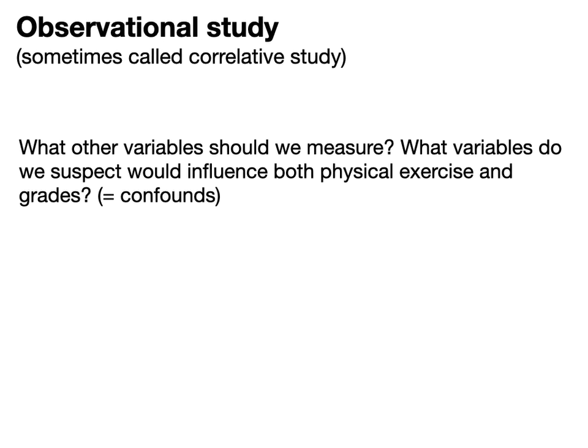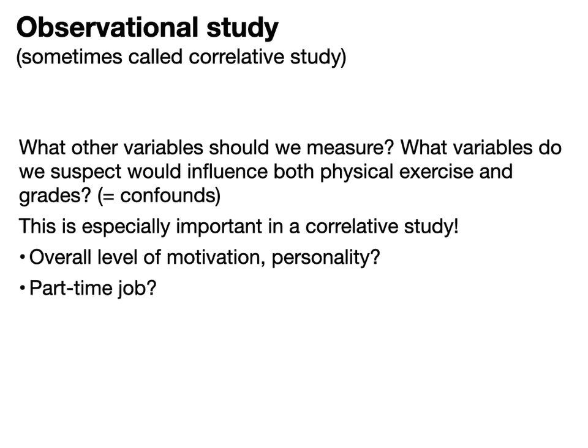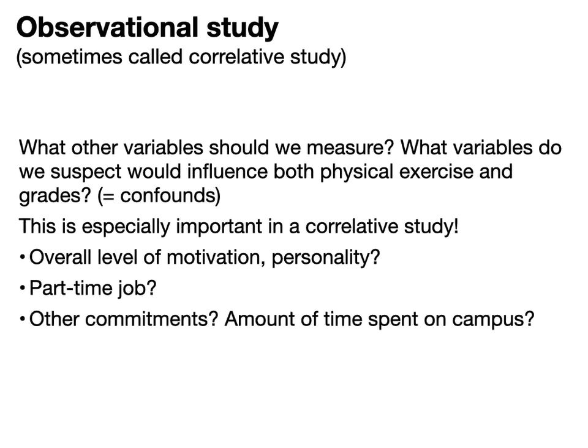Okay, so what other variables should we measure? What are potential variables that might influence exercise, grades, and possibly both? These are potential confounds, and it's important for us to think about how they might affect our study. So we could brainstorm some of these, maybe a student's overall level of motivation, maybe other things that they need to do with their time, like whether or not they have a part-time job. I could envision how having a job would influence both your time available to study and your time available to exercise. We could measure what other commitments they might have.